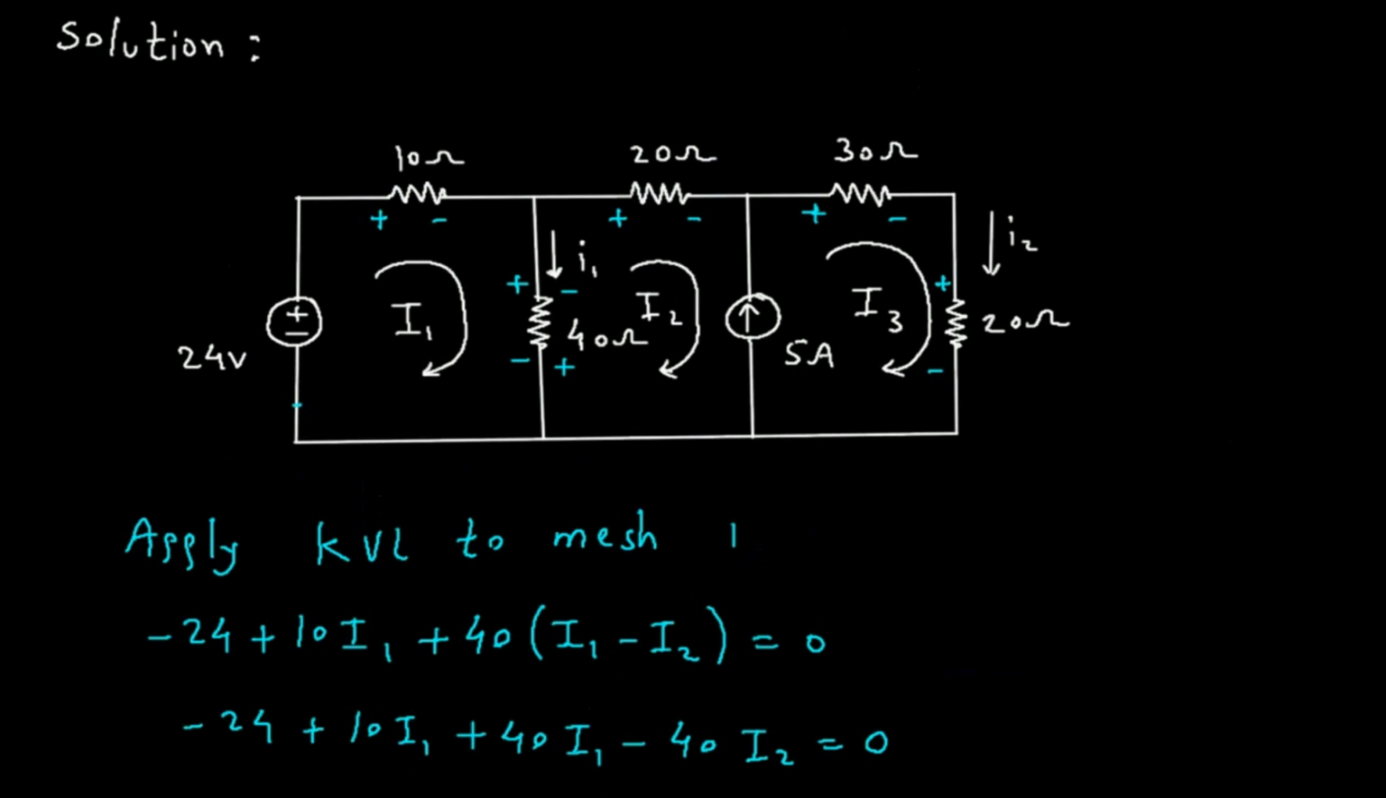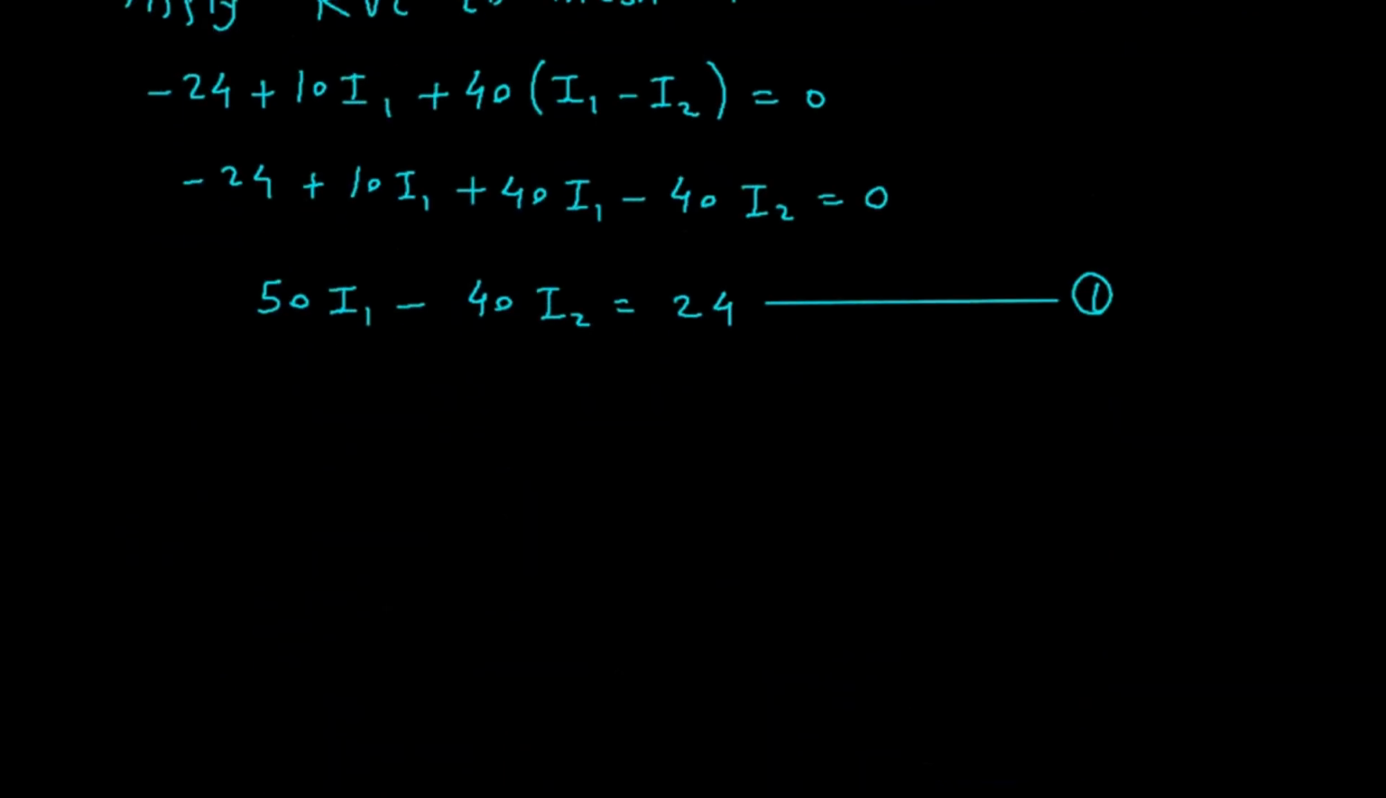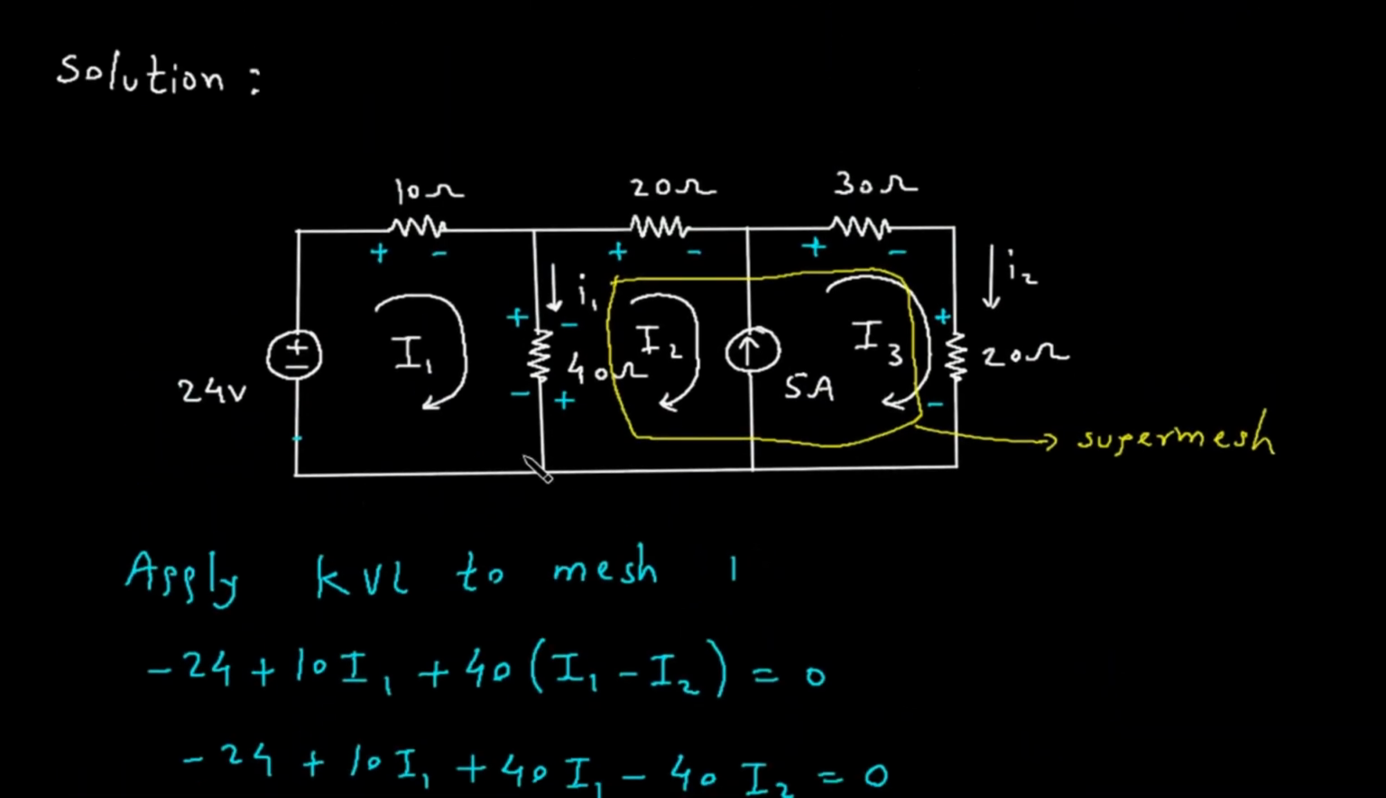Now, as we can see, this mesh 2 and mesh 3 form a super mesh. So this is a super mesh. Now we will apply KVL to the super mesh. Let's say we will start from here.